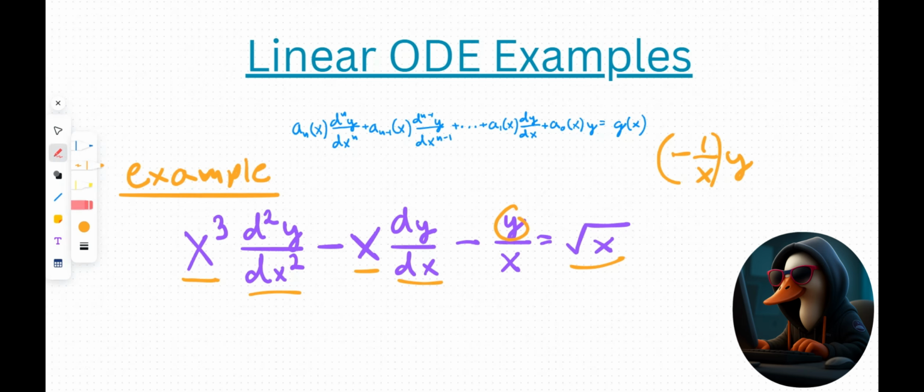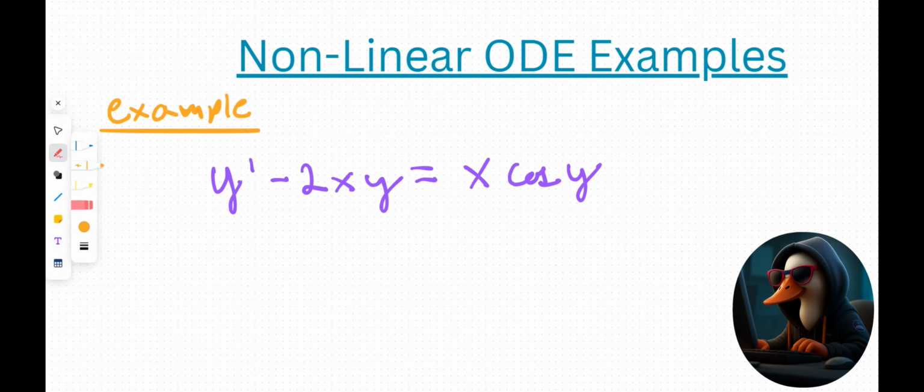Okay, next let's look at some examples that actually violate some of the rules, some of the properties we listed out, and these are going to be ODEs that are non-linear. All right, now in this example, we've got y prime minus 2xy equals x cosine y. On the left-hand side of the equation, everything seems to look okay. We have y prime. Here our dependent variable is y. So we have y, we have the first order derivative of it. Here our coefficient is negative 2x, which is a pure function of x.